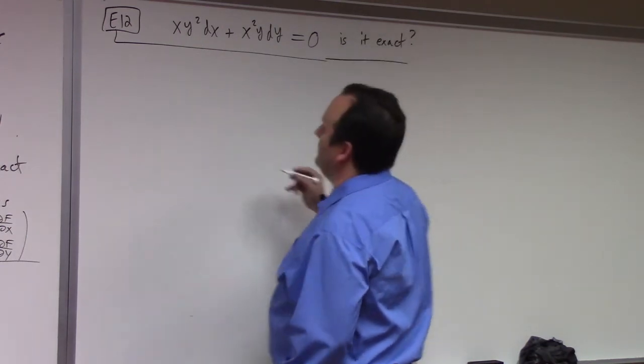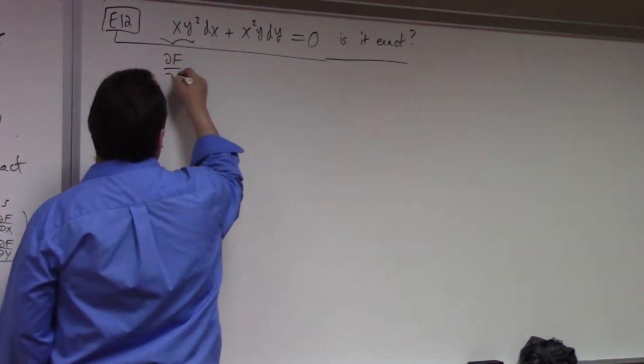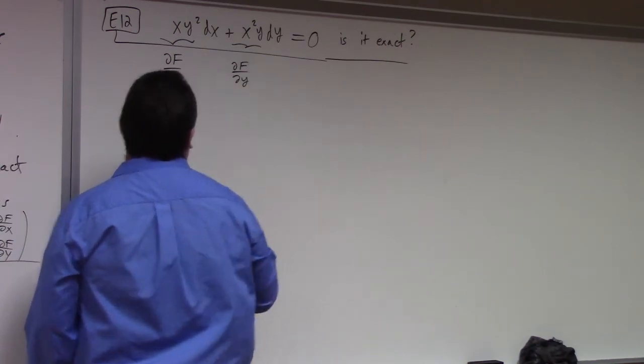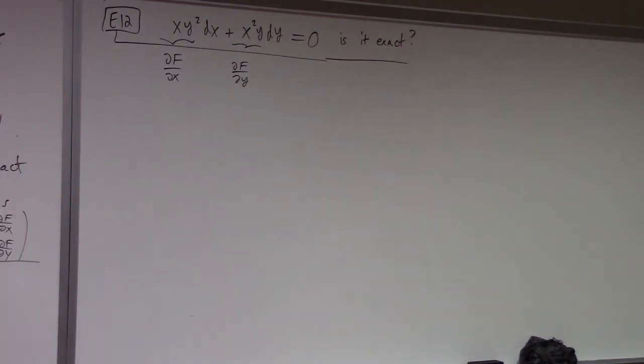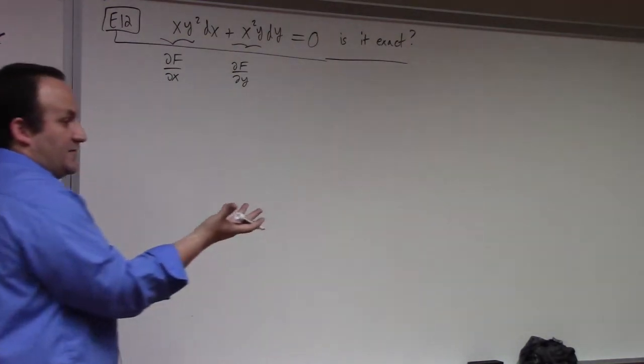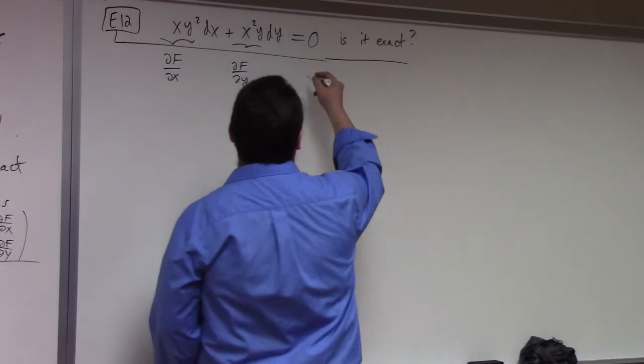So if it's exact, what we're trying to do is make this partial f partial x, and make that partial f partial y, for some level function f. Now, we've dealt with this problem in calculus 3, right? This is that conservative vector field calculation. Given a conservative vector field, can you find a potential function? Remember that?